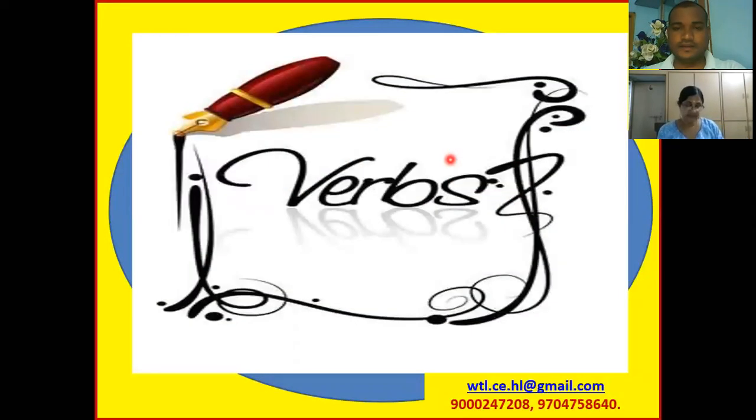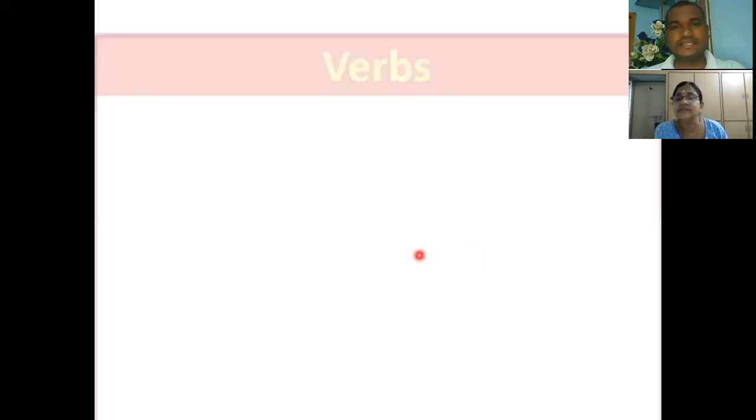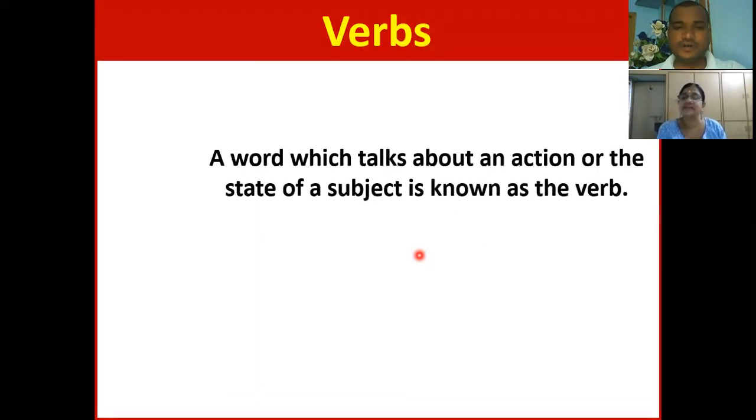So today we are talking about verbs. So now, first of all, what does it mean by verb? Verb is an action word. Simply, a word which talks about an action or the state of a subject is known as the verb. So, a verb generally talks about an action or it states the subject.